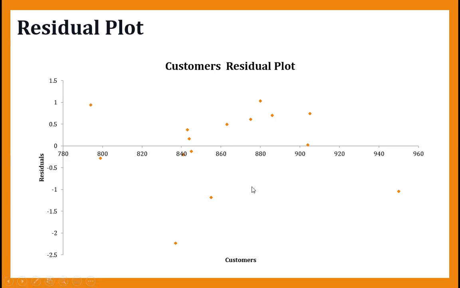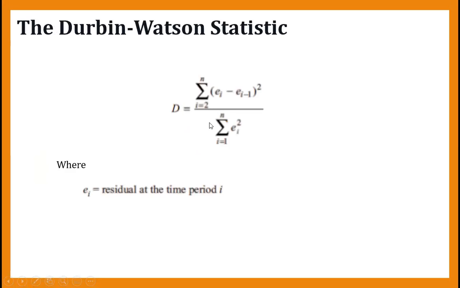To further investigate the autocorrelation, we need to go for the Durbin-Watson statistic. The Durbin-Watson statistic is used to measure the autocorrelation. This statistic measures the correlation between each residual and the residual of the previous period. In the formula for the Durbin-Watson statistic, the numerator represents the squared difference between two successive residuals, summed from the second value to the nth, and the denominator represents the sum of the squared residuals.